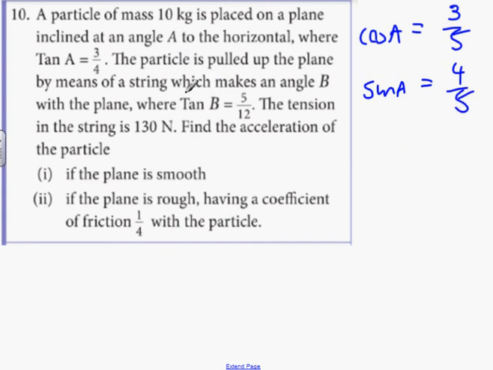A particle is pulled up the plane by means of a string, which makes an angle B with the plane, where tan B is 12 over 5. I'm going to go for cos B, with the hypotenuse being 13, so 5 over 13. Oh, sorry, 12 over 13, yeah. And sin B being 5 over 13. The tension in the string is 130 newtons. Find the acceleration of the particle.